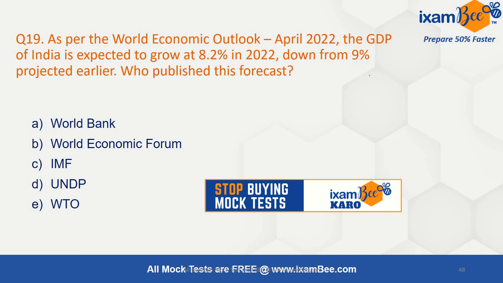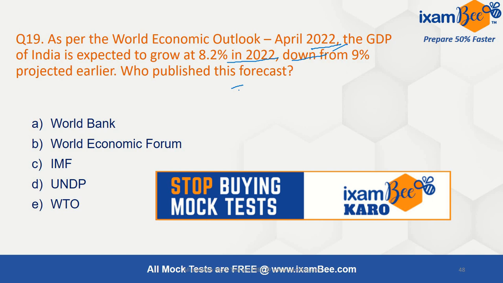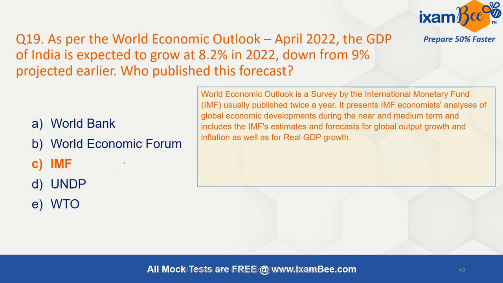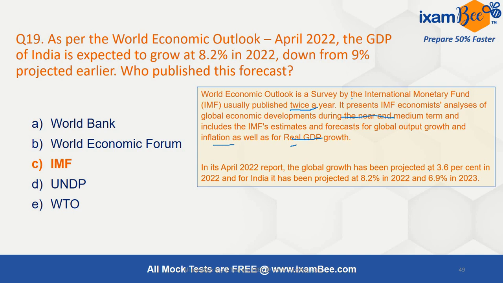As per the World Economic Outlook April 2022, the GDP of India is expected to grow 8.2%, down from 9% projected earlier. Who publishes this? World Economic Outlook, a very important publication. You have to know the important publications by World Bank, IMF. Here the answer is IMF, and this document is published twice a year. It is a survey of global economic progress and forecast of near and medium term, including forecast of inflation and real GDP growth. As per this, the global GDP is expected to grow 3.6% in 2022.